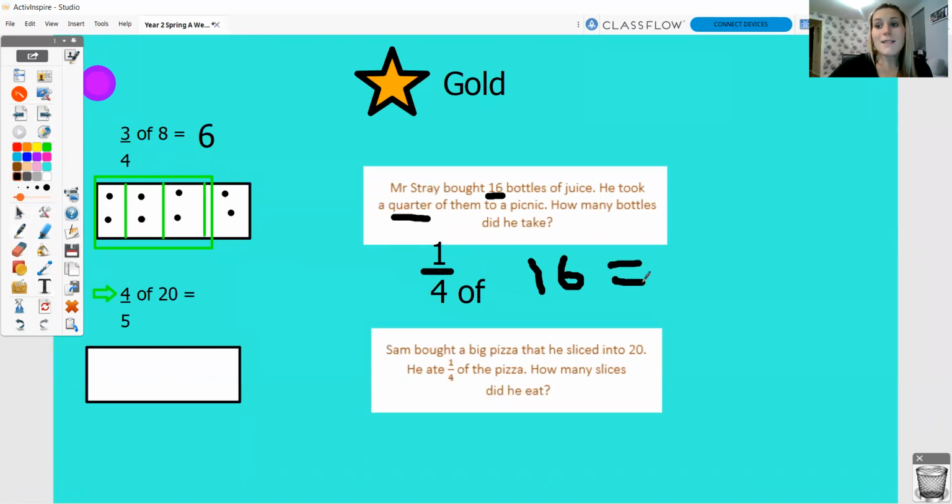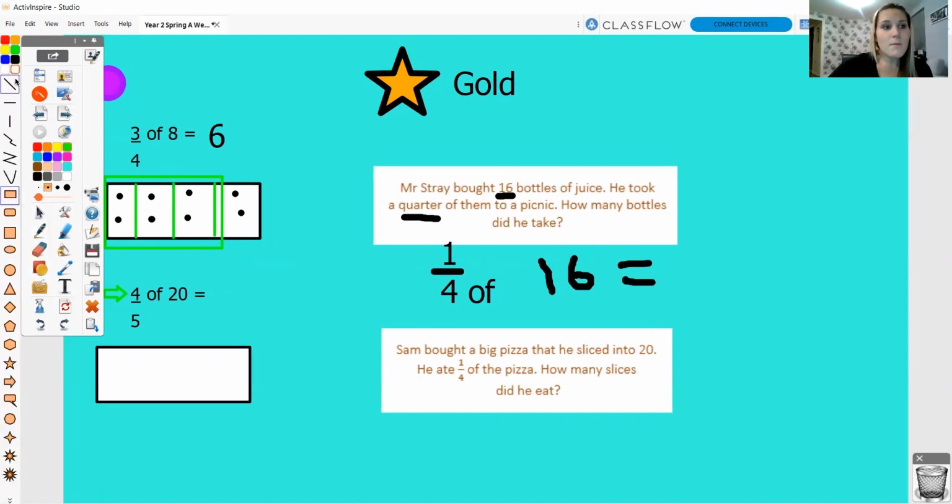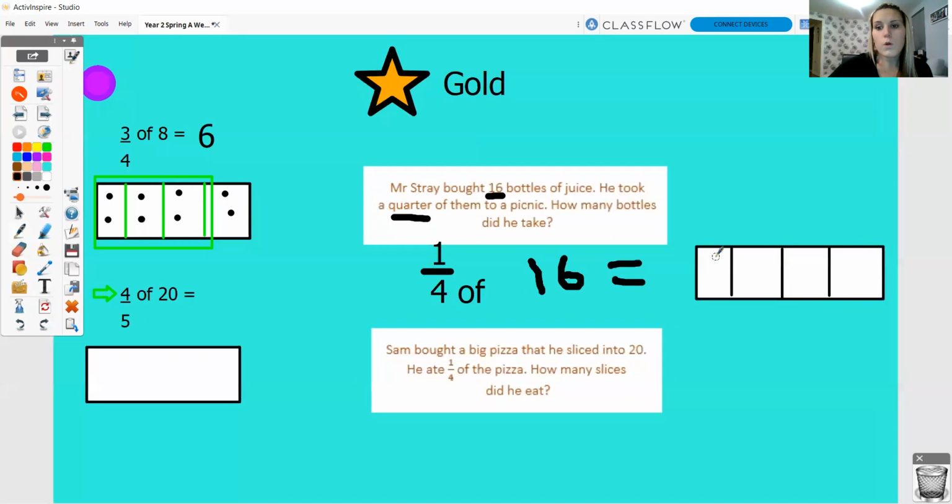I write the number sentence out once I've underlined the important parts, and then if I need a bar to help me solve that problem, I simply draw a bar, divide it into 4 because that's what 1/4 is asking me to do, share out the 16 and find out what 1/4 is. 1, 2, 3, 4, 5, 6, 7, 8, 9, 10, 11, 12, 13, 14, 15, 16. So 1/4 is 4, and I would write in my answer there.